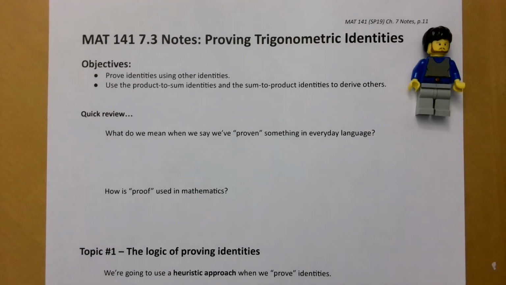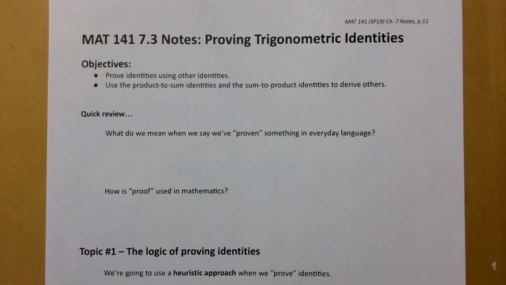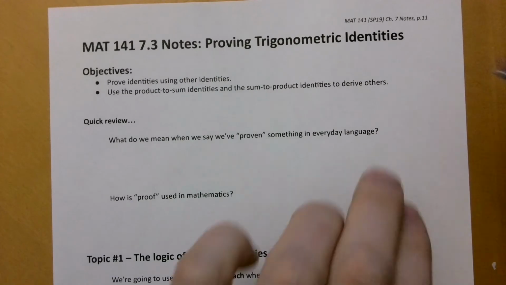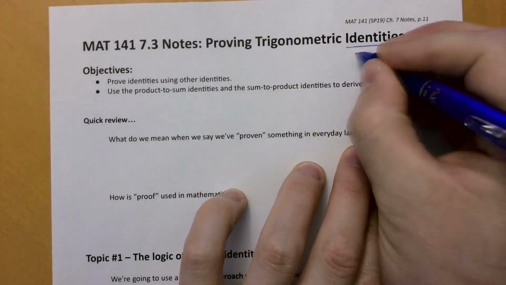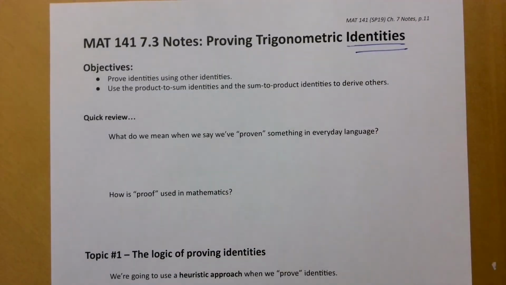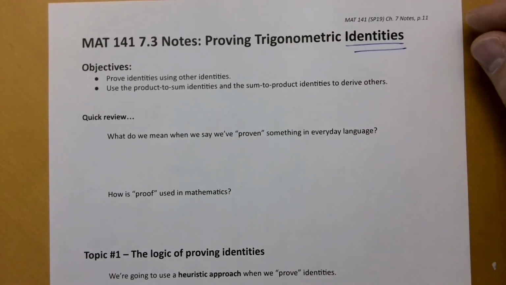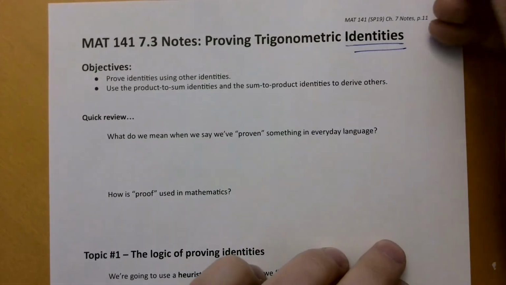Not that it matters. Okay, so what we're doing in 7.3 is we're going to prove trig identities. I think one of the important things is to make sure we understand what it means to be an identity. An identity here, or really in mathematics in general, is something that's always true for all values of x, or all values within the domain.